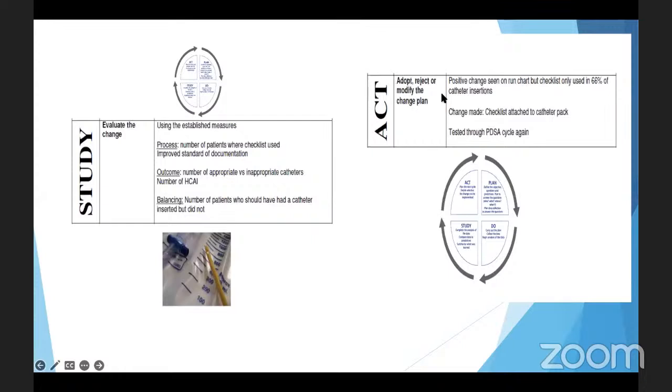And then finally in PDSA, Act is where you adopt, reject or modify the intervention based on your outcome, and then again you retest this through a PDSA cycle. So I hope it's clear that the PDSA cycle is not anything different.